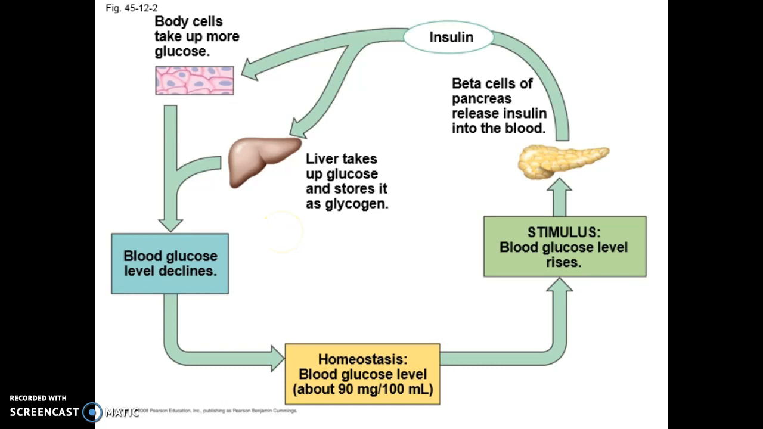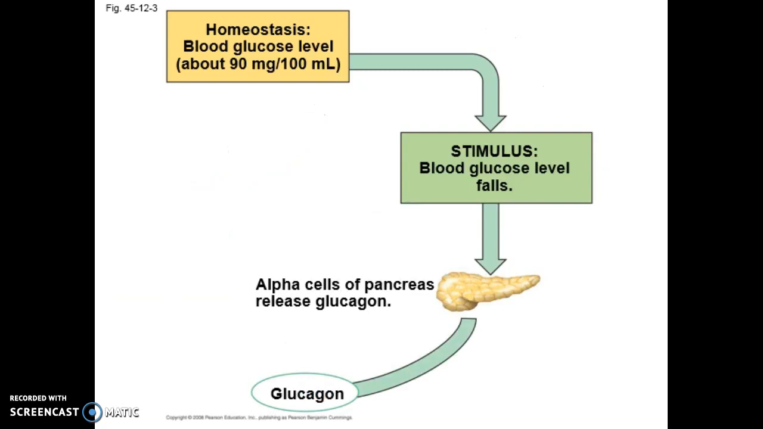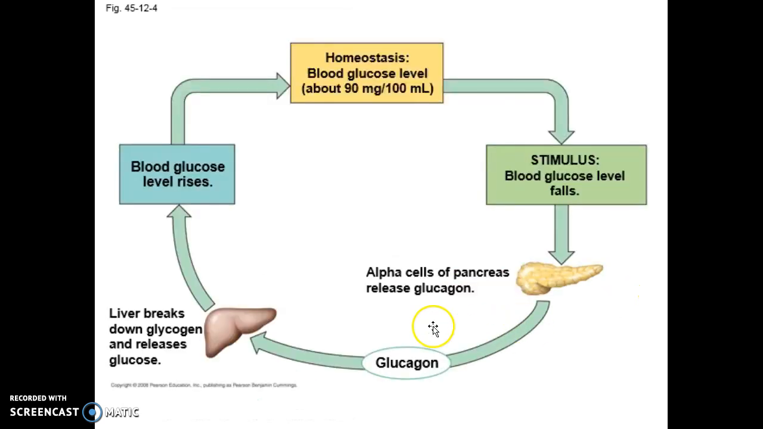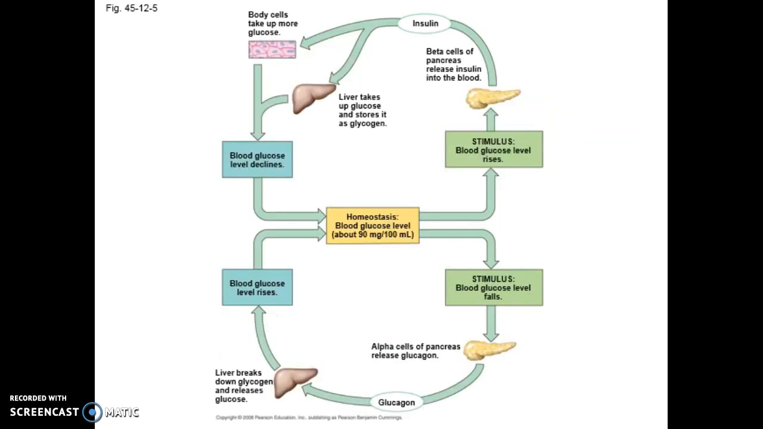because of the insulin. Okay, so if we look at the flip side of that, now we look at our blood glucose level falling, then the alpha cells in the pancreas are going to release glucagon, which is going to be received by the liver, and it's going to break down glycogen, release glucose. It's going to maintain our homeostasis, return our blood sugar levels to where they should be. If we put it all together, we've got our insulin-driven portion here, our glucagon-driven portion here, and we need to maintain this homeostasis here in the middle.